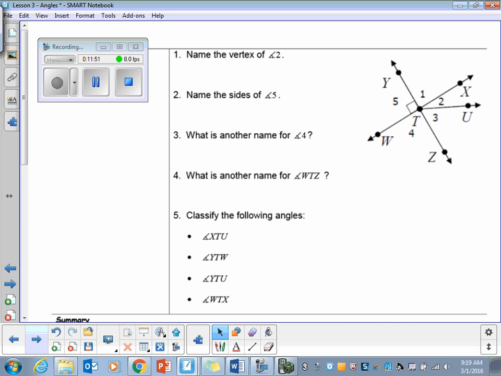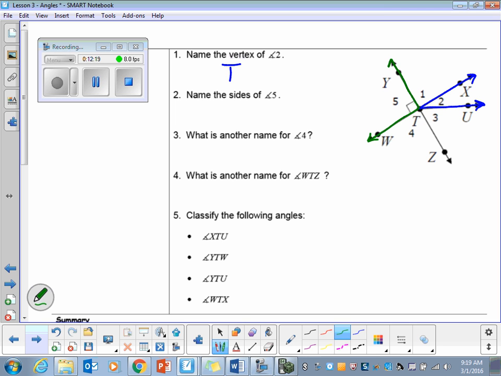All righty, name the vertex of angle 2. Now, we've got a lot of angles going on here. All right, so to help us clarify, they have numbered the angles. This is angle 2. Okay, and my vertex is point T. Name the sides of angle 5. Well, here's angle 5. Angle 5 is a right angle. I can tell by the marking. And the sides would be ray TY and ray TW.